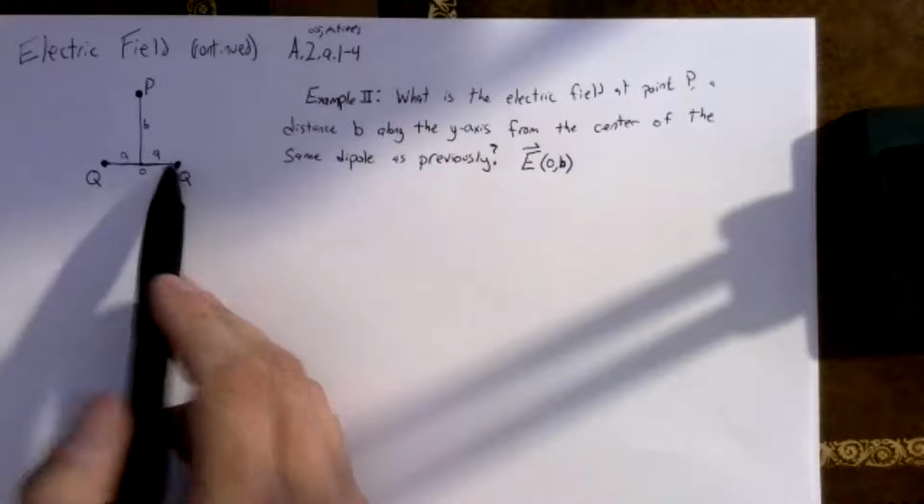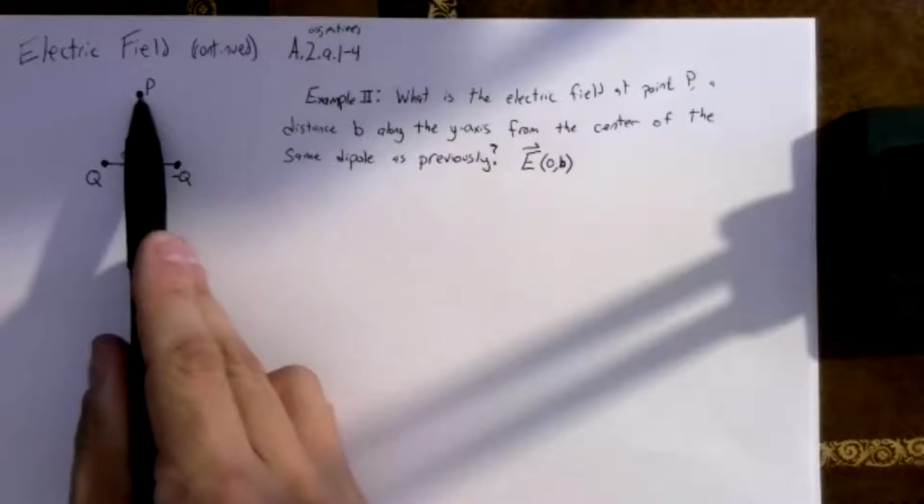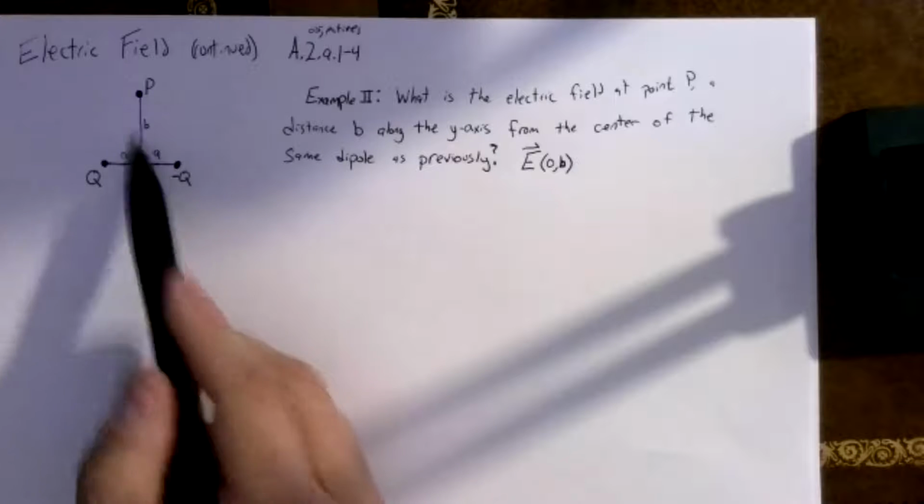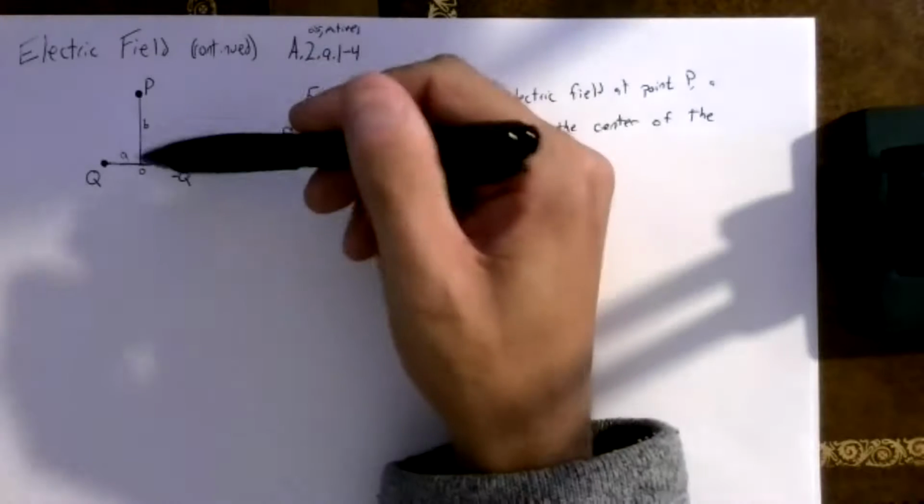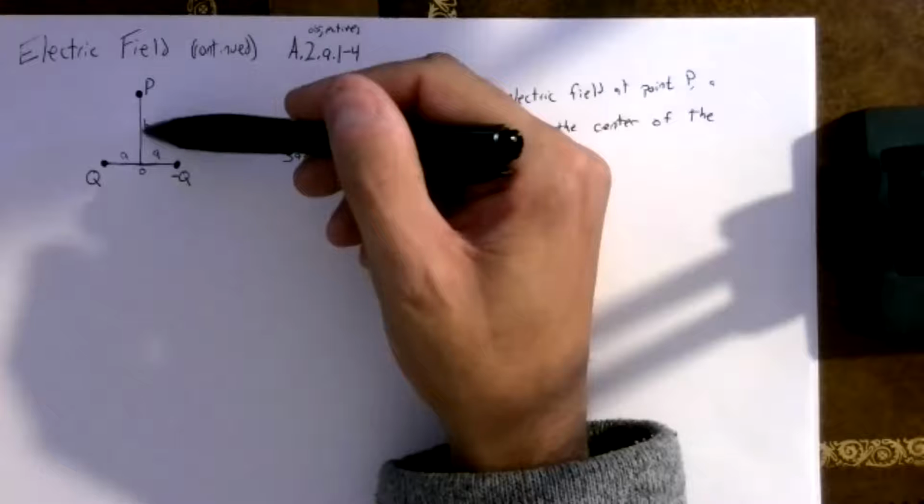And the question this time is, what's the electric field up here at a point P that's a distance b from the origin? So basically we're asking, what's the electric field along the y-axis when we get a distance b away?